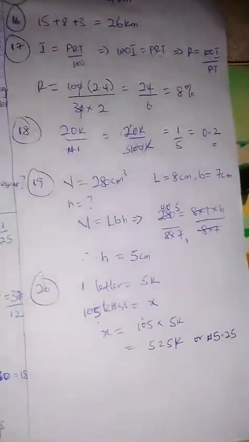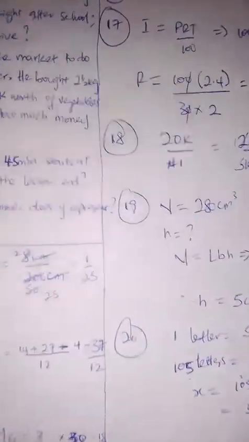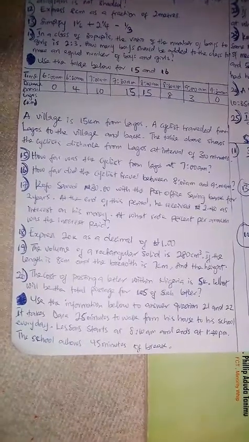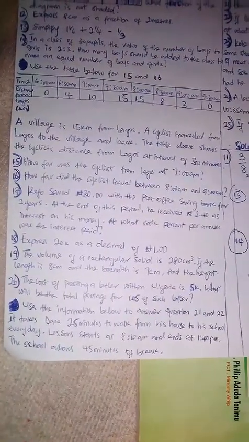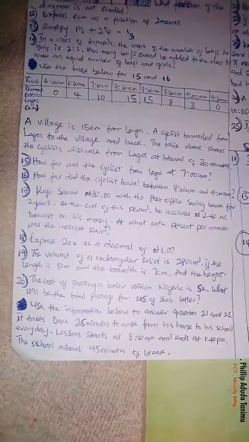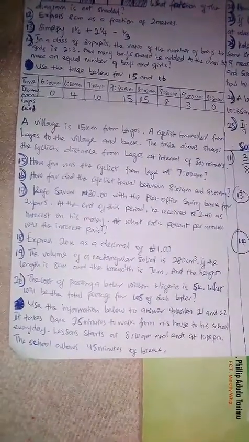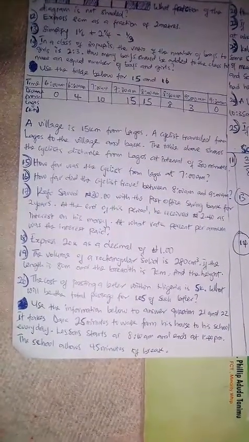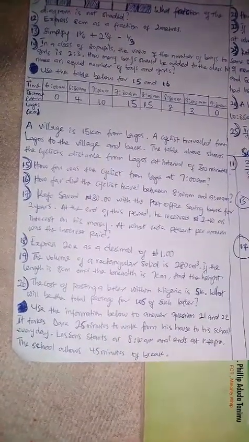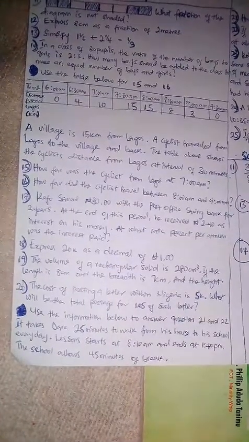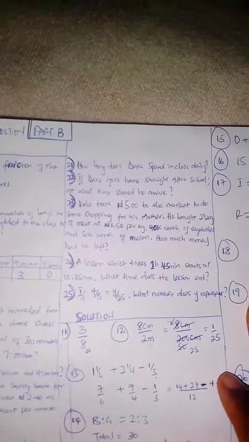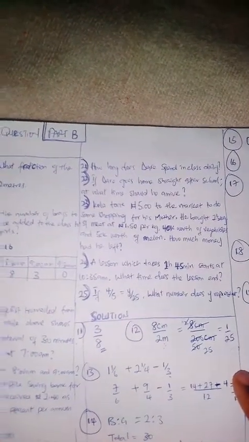For number 21's question, what do we have? Use the information below to answer 20, 21, and 22. It takes Dari 25 minutes to walk from his house to his school every day. Lesson starts at 8:10 a.m. and ends at 1:40 p.m. The school allows 45 minutes of break. Then 21 says: How long does Dari spend in class daily?